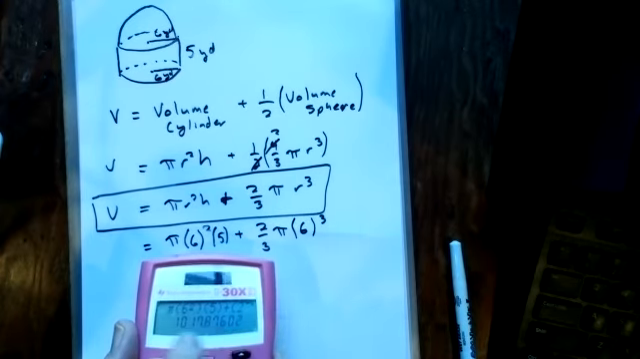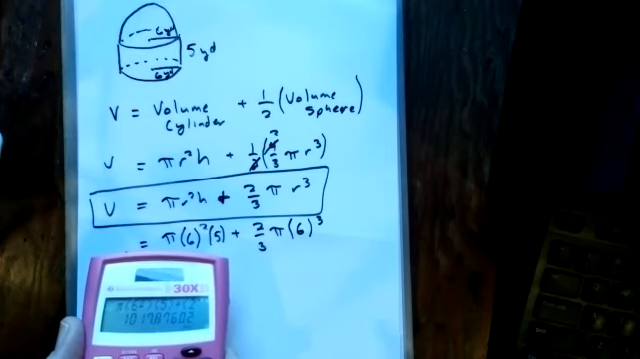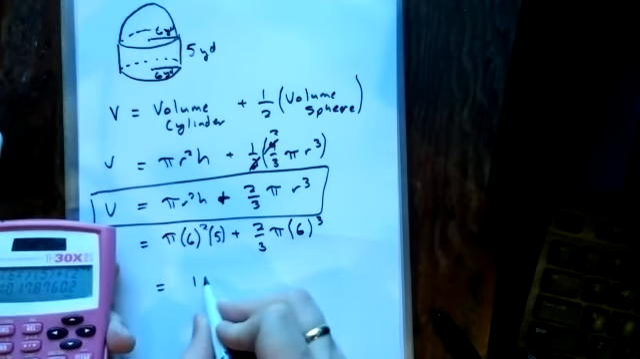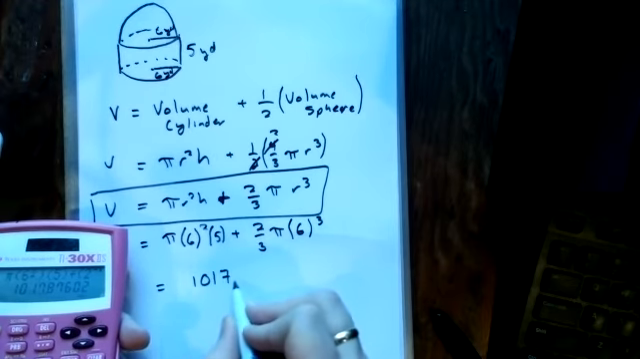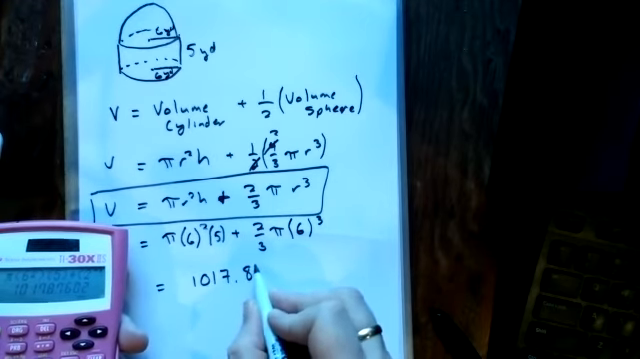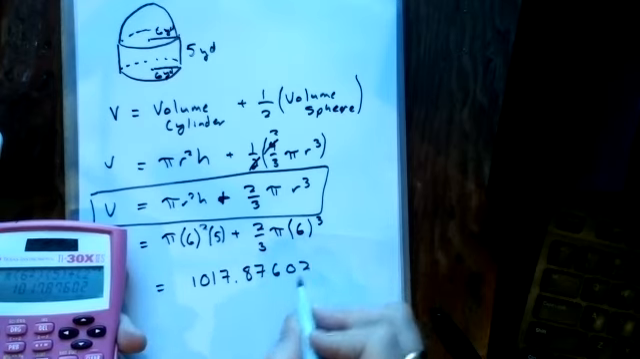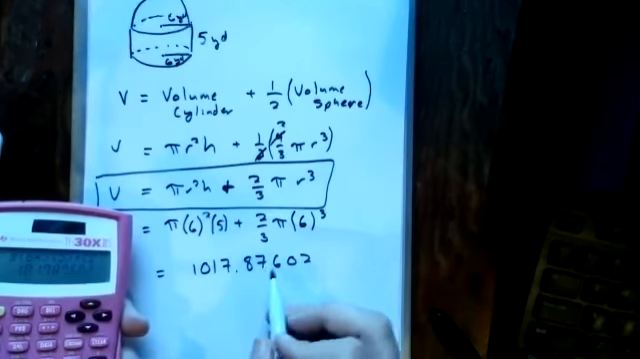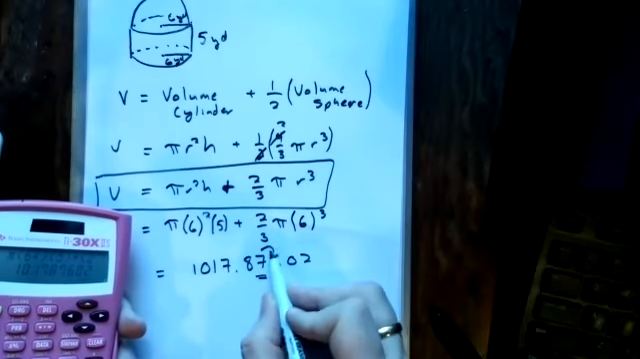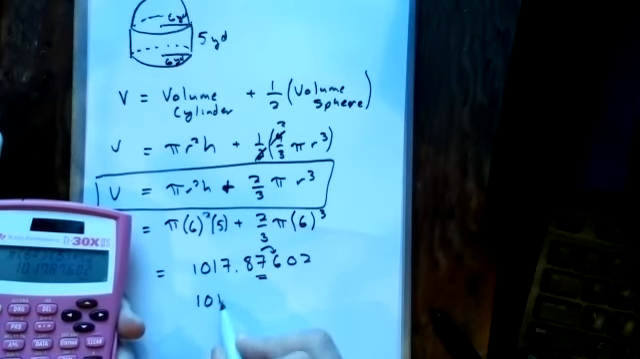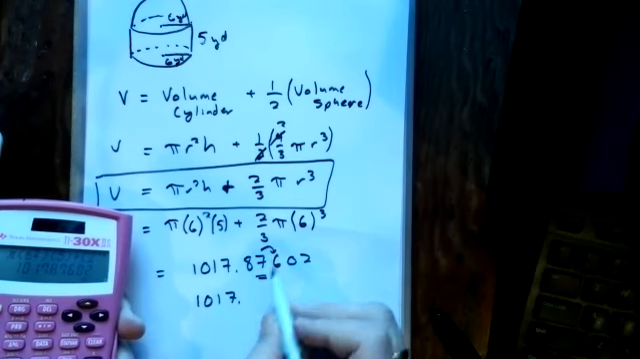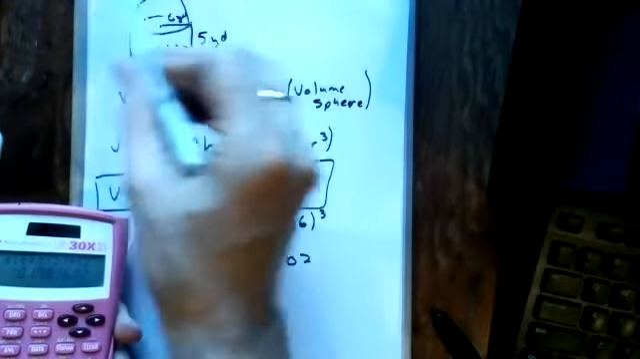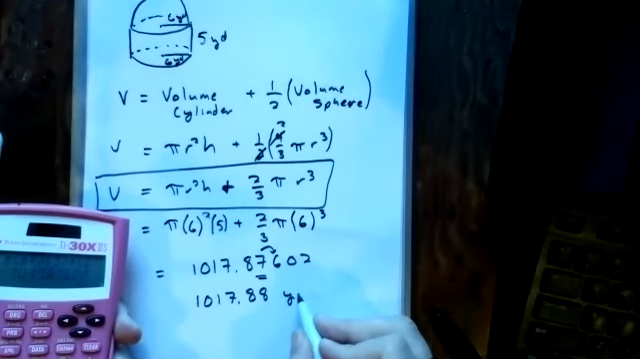And I've got a fairly big number here. This is 1,017.87602. Most of the time you're going to get instructions to round to your hundredths place. So this would be close to 1,017, and again, that's 5 or more, so this would be .88. And I'll have yards times yards times yards, so this is going to be cubic yards.